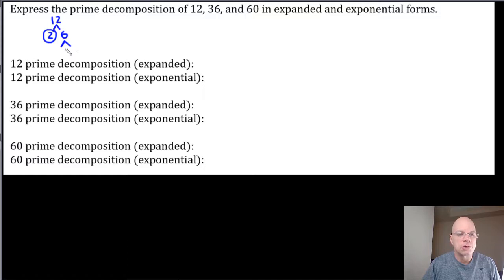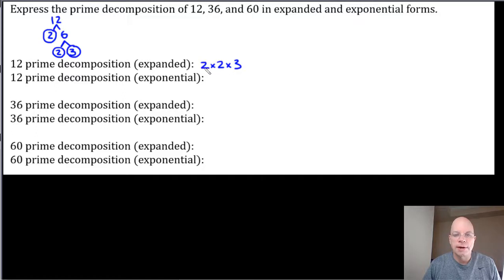6 can be decomposed into 2 multiplied by 3. And so the prime decomposition of 12 is 2 times 2 times 3. In expanded form, we would write 2 times 2 times 3. If I wrote 3 times 2 times 2, that would also be correct, or 2 times 3 times 2. I just like to write them in ascending order because then it makes it easier to write the exponential form, which of course exponents are just a shorthand way of expressing repeated multiplication.